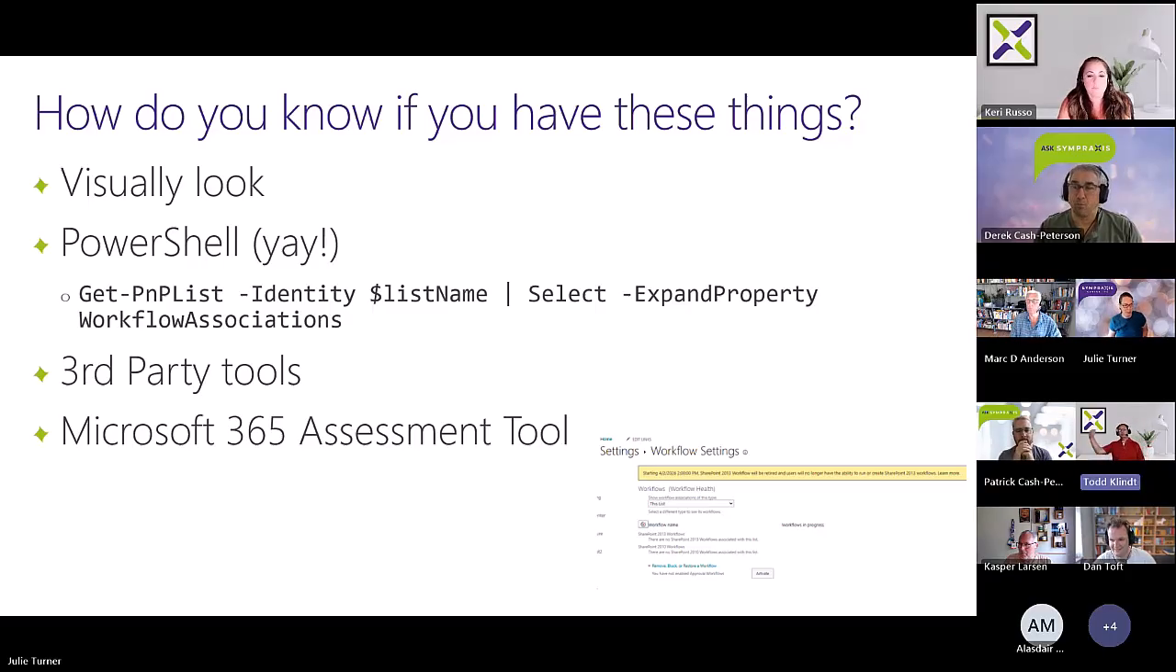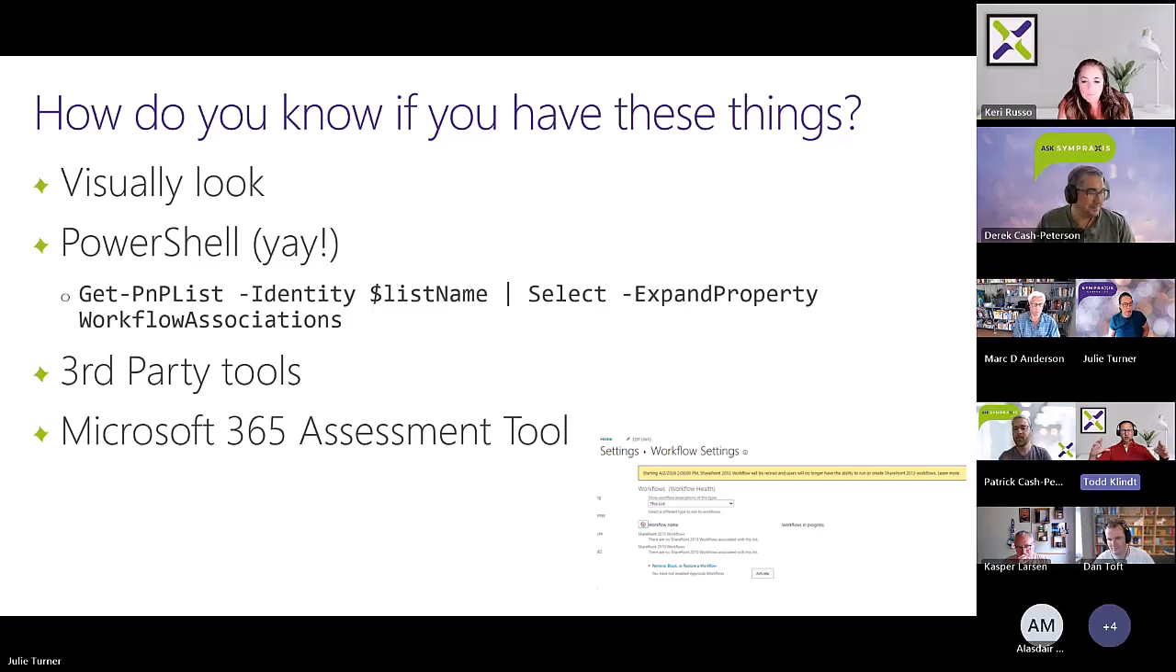Moving up the maturity model a little bit, you can use PowerShell. I put a little snippet here. Just by getting the list, there's a property in there, workflow associations, that will tell you what workflows. It's basically the pretty PowerShell version of that ugly page. That will tell you what associations you have.